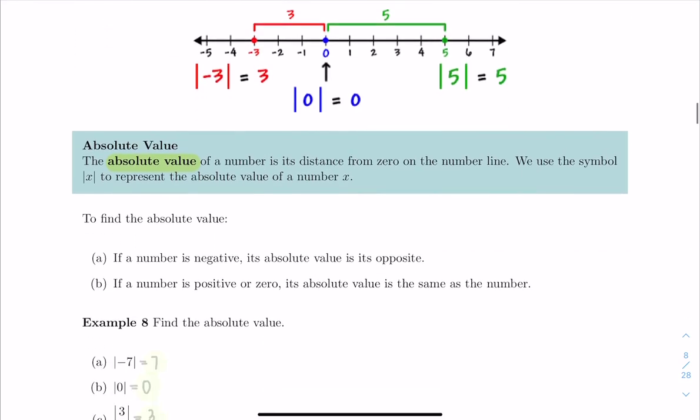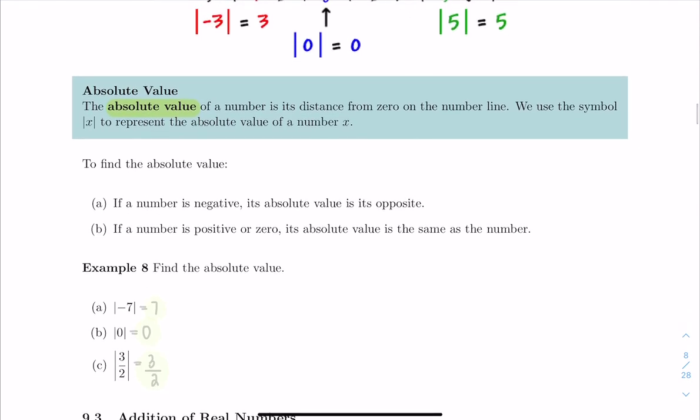And so the absolute value of -7 is just going to be 7. The absolute value of 0 is just 0. And the absolute value of 3/2 is going to be 3/2.